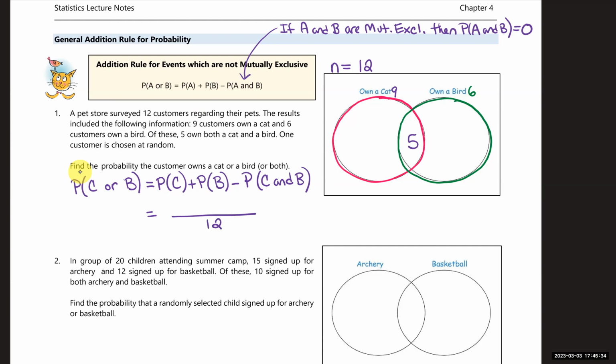So I just like to write it once. We'll go piece by piece. The probability of being a cat owner, there were 9 people, plus the probability of being a bird owner, there were 6. And then we need to subtract the 5 people that were part of the 9 and part of the 6 so that we don't count 5 twice. And that's pretty much it. So we do total cat plus total bird and take away anybody that had both. So that's going to be 10 out of 12.